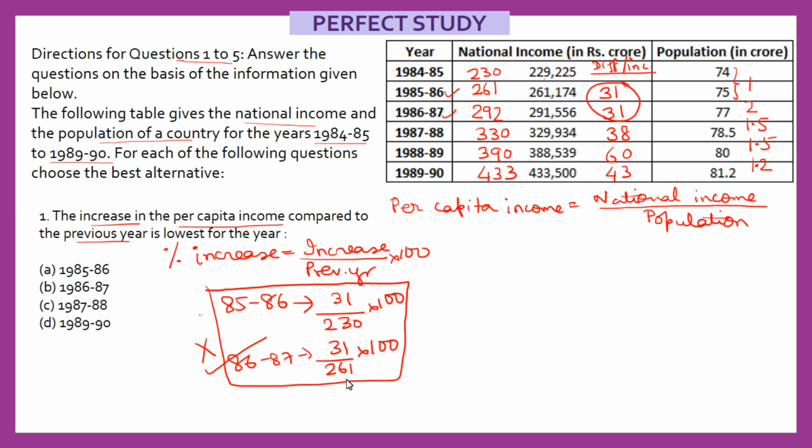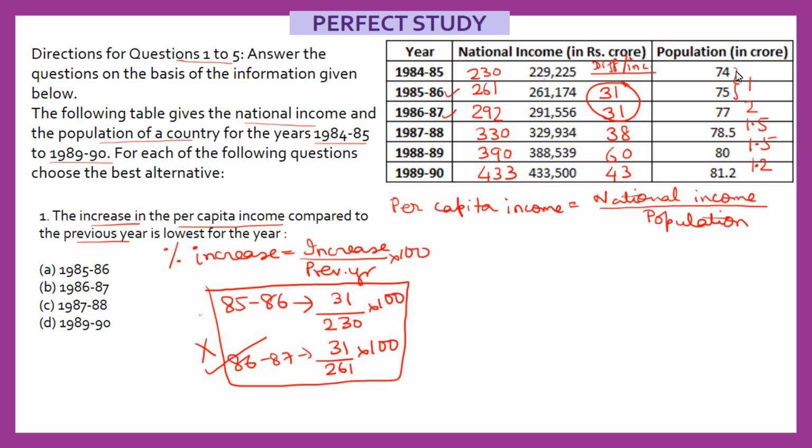Because the denominator is higher, this year's percentage increase is going to be lowest. Now the question that you may have in your mind is, the question was for per capita income, not for national income. But I have already explained to you, because the population increase is very small and very steady in almost all the years, this division will not have any change in your comparative answer.